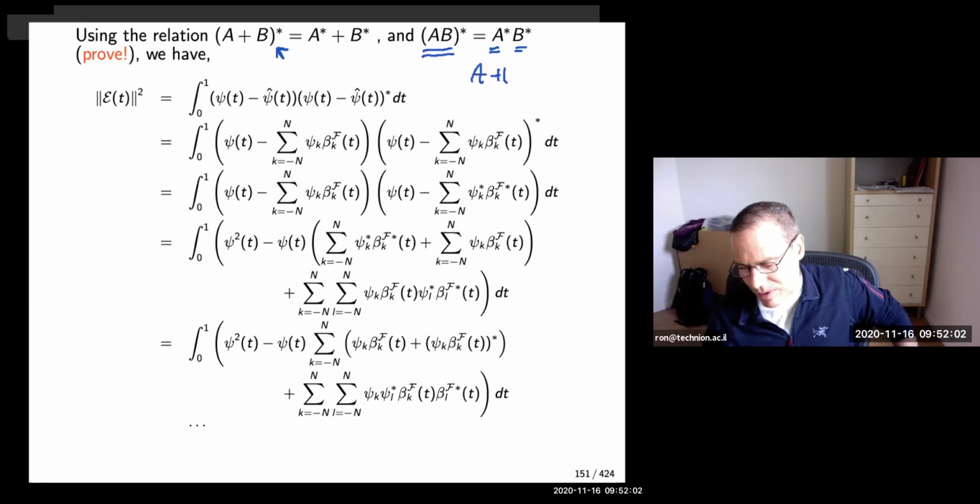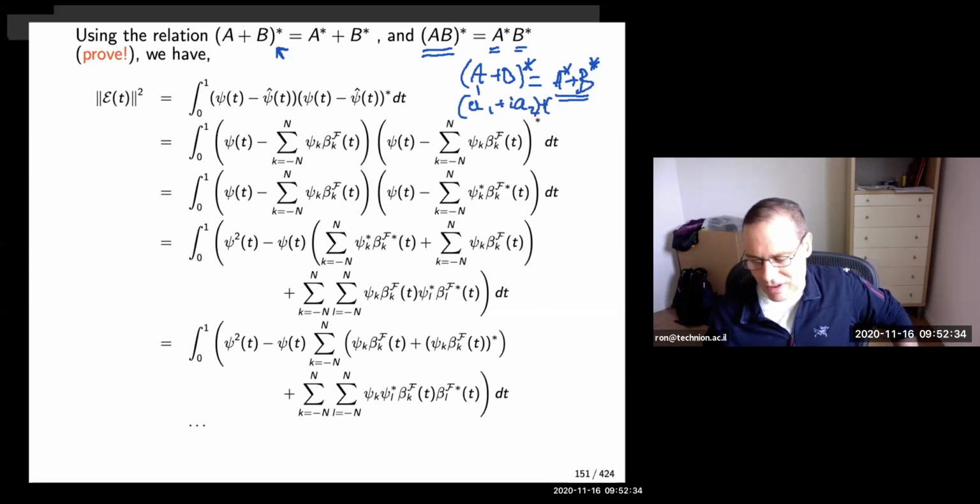So when I'm looking at two complex numbers, and in fact also matrices, I have the following property. The conjugate of a multiplication would be the multiplication of the conjugates. And if I have A plus B conjugate, it would be the conjugate of the first plus the conjugate of the second. And you can do that by just writing explicitly, defining A as A1 plus A2 and adding it to the B, and immediately you can see that this equality holds. So this is the basic property of working with complex numbers.